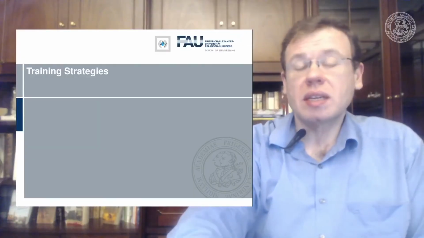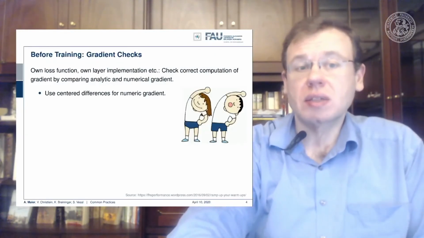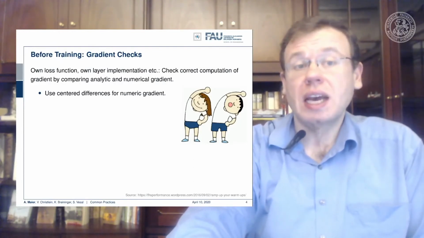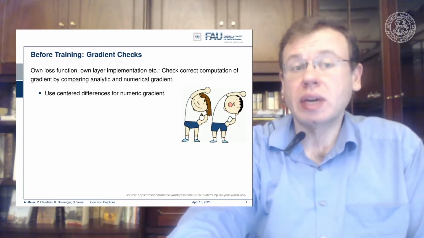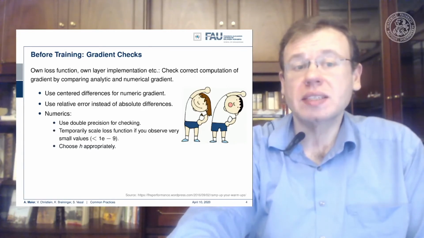Okay, so let's look at a couple of training strategies. Before the training, check your gradients. Check the loss function, and check your own layer implementations to make sure they compute correctly. If you implemented your own layer, then compare the analytic and the numerical gradient. You can use centered differences for the numeric gradient. Then you can use relative errors instead of absolute differences and consider the numerics. Use double precision for checking. Temporarily scale the loss function if you observe very small values, and choose your h for the step size appropriately.